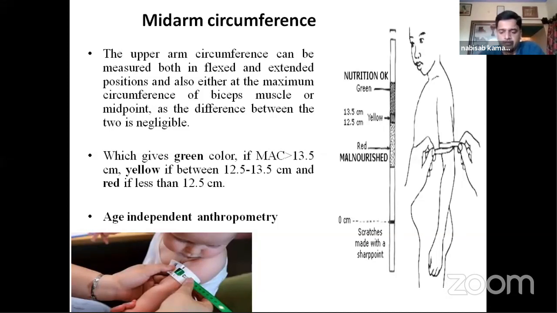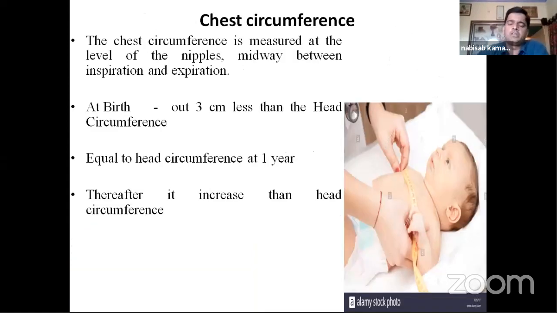Chest circumference. Under anthropometrical measurement, chest circumference is measured at the level of the nipple, midway between inspiration and expiration. At birth, the chest circumference is 3 centimeter lesser than the head circumference, and it becomes equal to the head circumference at the age of 1 year. Thereafter, it increases more than the head circumference.